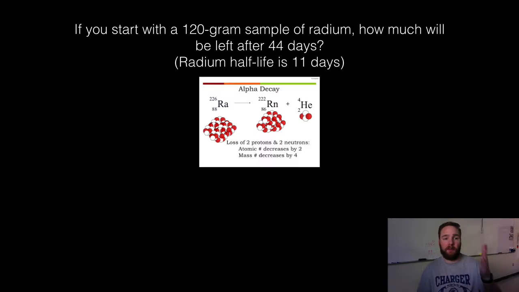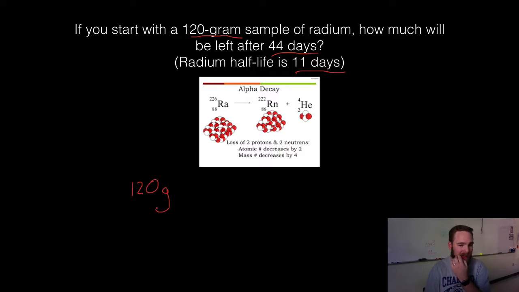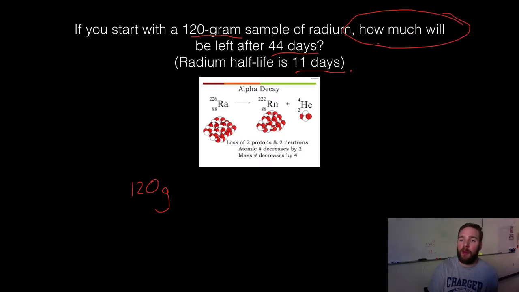Okay, I like to annotate my problems. So as I read, I'm going to circle, underline some things, and I think that helps. If you start with a 120 gram sample, that's a given, of radium, how much will be left after 44 days? And the half-life is 11 days. Okay, so my first step is I always want to know my starting amount. And my starting amount is 120 grams. So I'm going to write this down. But I forgot one thing on my problem. I needed to circle how much will be left, right? How much means we're talking about something in grams. My answer is going to be in grams.